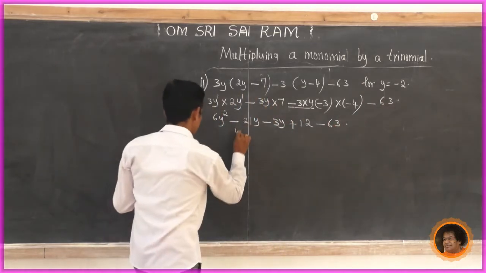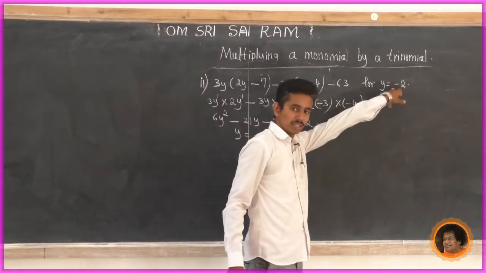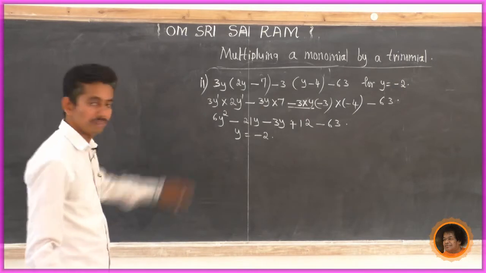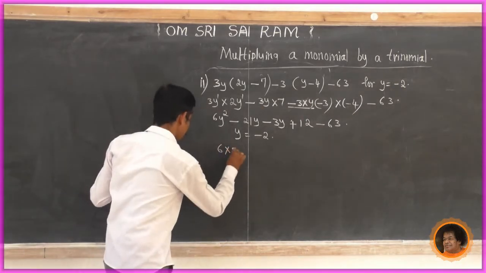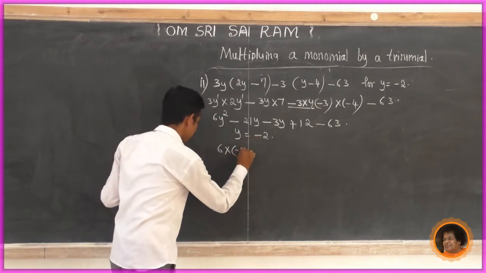Then, what is the value of y? In the question it is given y equal to minus 2. Now substitute the value of y. 6y squared, 6 into y squared. What is the value of y? Minus 2. So instead of y write minus 2.